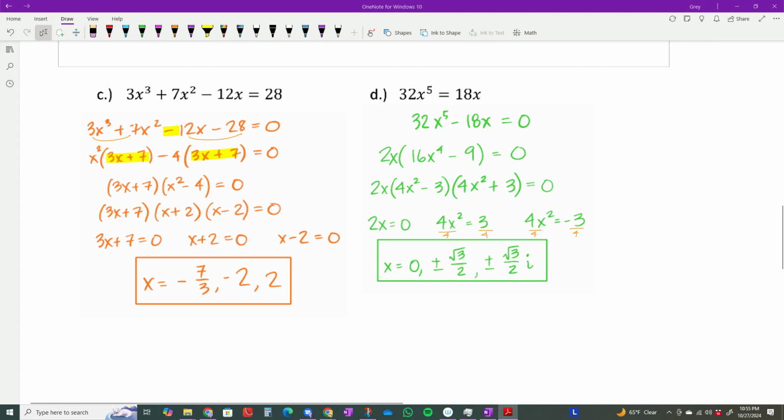Just making sure you remember to distinguish between if it starts with an expression, it ends with an expression. If it starts with an equation, it ends with an equation. I hope y'all like that.